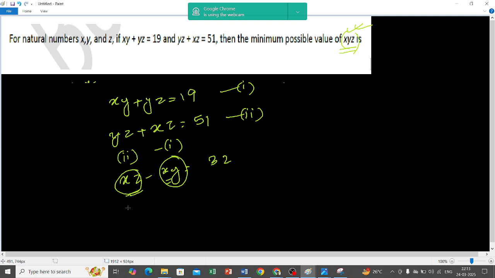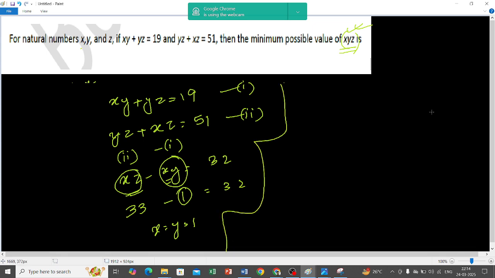So 33 minus 1 is possible, but then x and y cannot be separated. Yes, 33 minus 1. This is one possible thing, but in that case, x equals y equals 1. But x, y, z are three different natural numbers. That is why it is given that for natural numbers x, y, z. Right? You understand?